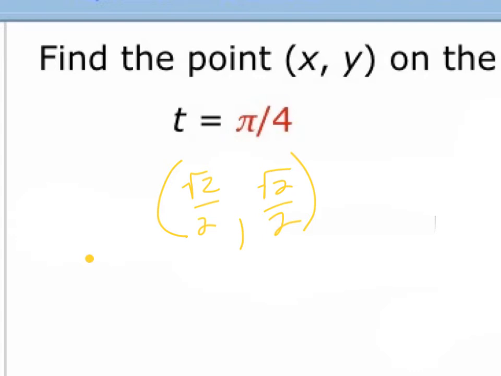Not negative. Look at it. Positive root 2 over 2. What's the cosine? Root 2 over 2. So what's the tangent going to be? Correct. Root 2 over 2 divided by root 2 over 2. Anything divided by itself is 1.